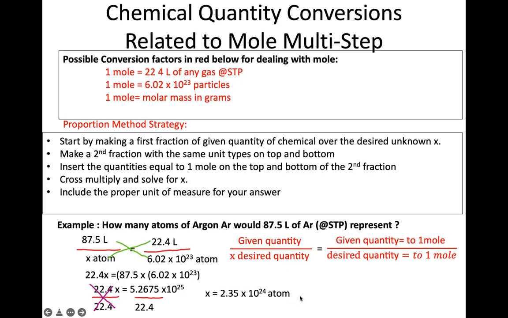A very consistent strategy. So we start with a given quantity over an X desired quantity. And on the right side, we put the quantities equal to 1 mole. So in this case, since liters was given, 22.4 went on the top. Since particles were desired, 6.02 times 10 to the 23rd went on the bottom. The fraction on the right are the quantities equal to 1 mole.